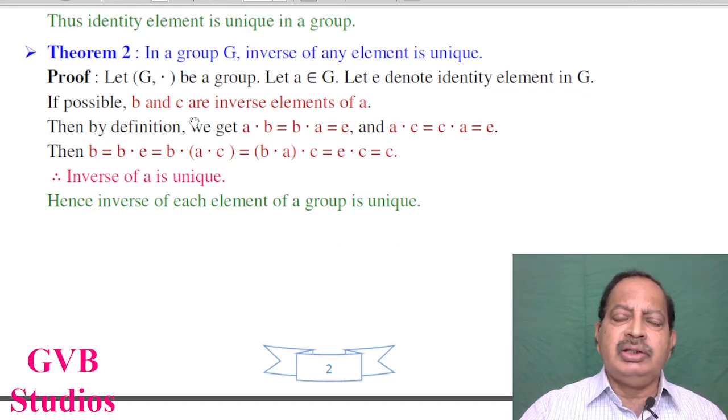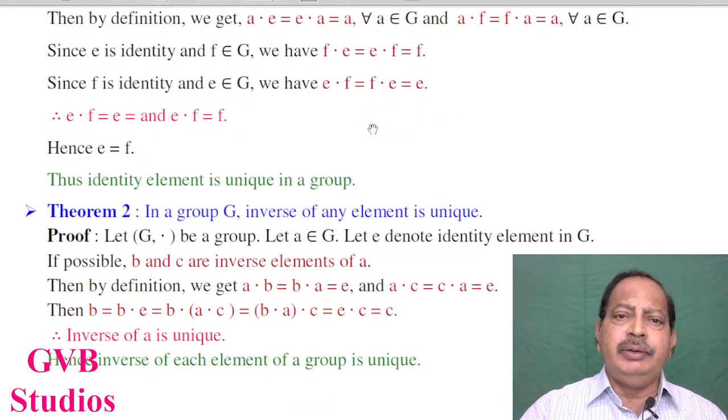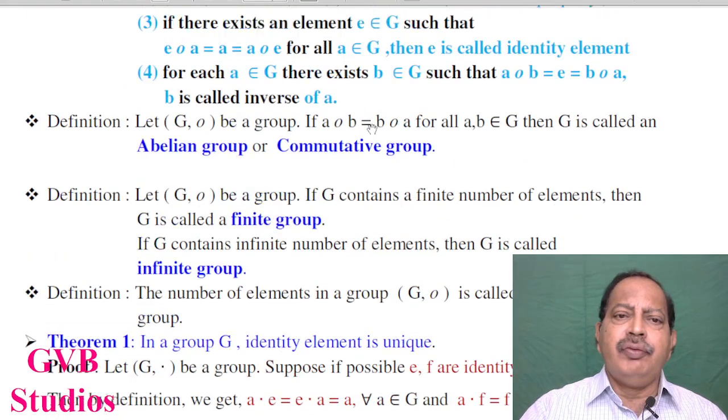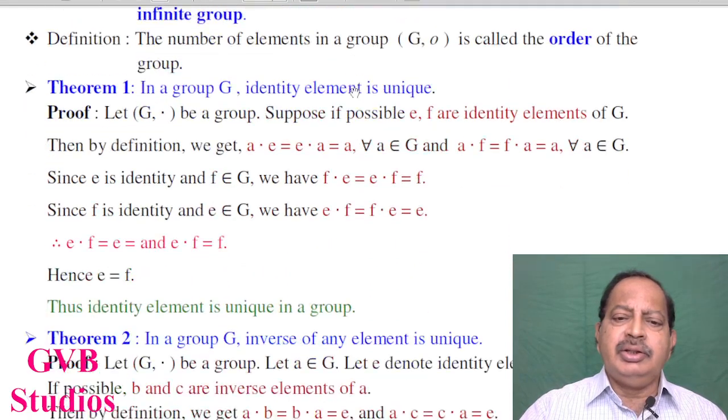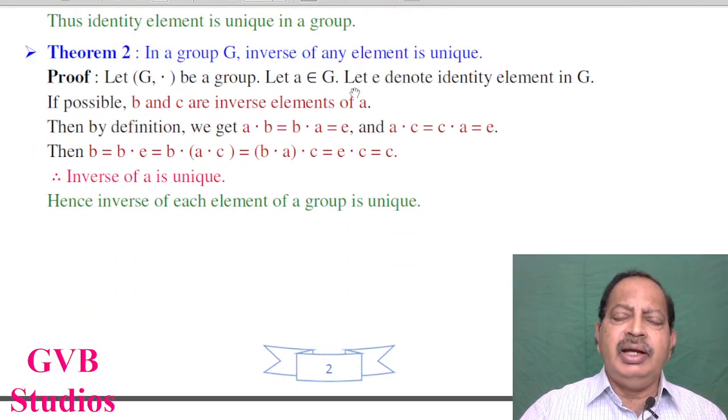Next, we go to the theorem. In a group G, inverse of any element is unique. In the definition of group, we have seen if there exists an element b belonging to G for each a belonging to G with the property a ∘ b = e = b ∘ a, then b is the inverse of a. How many inverse elements exist? A question arises. Here the theorem says only one element exists as the inverse for all the elements.